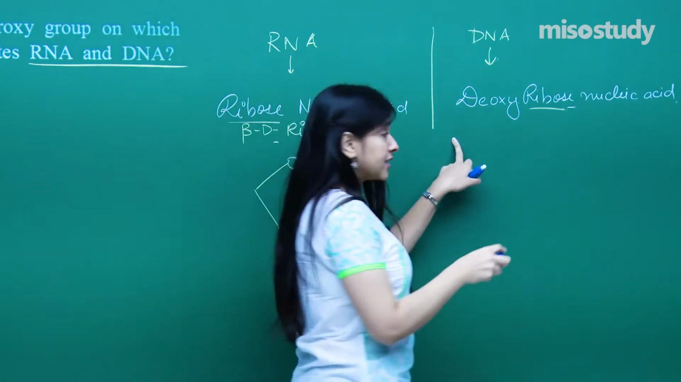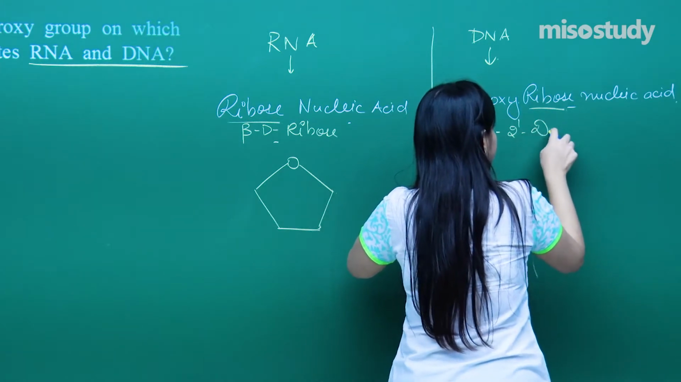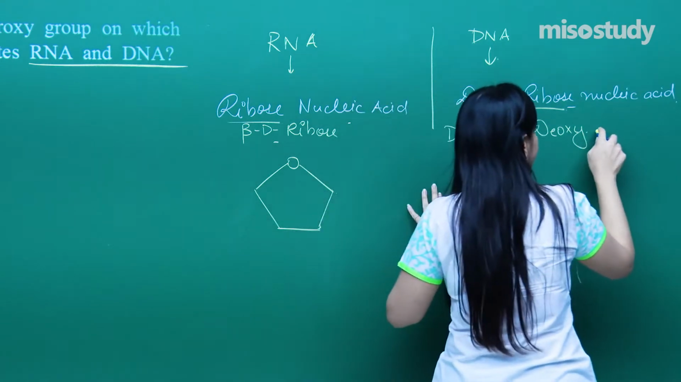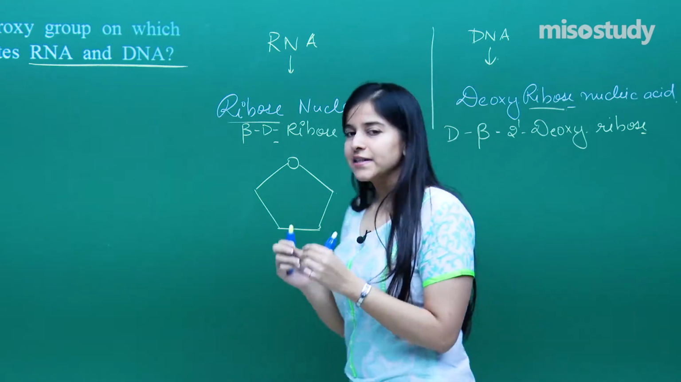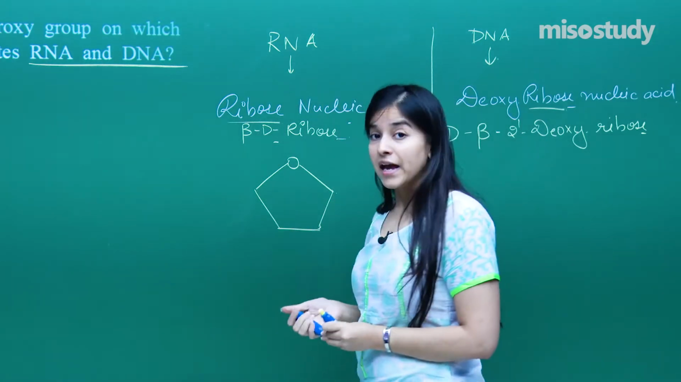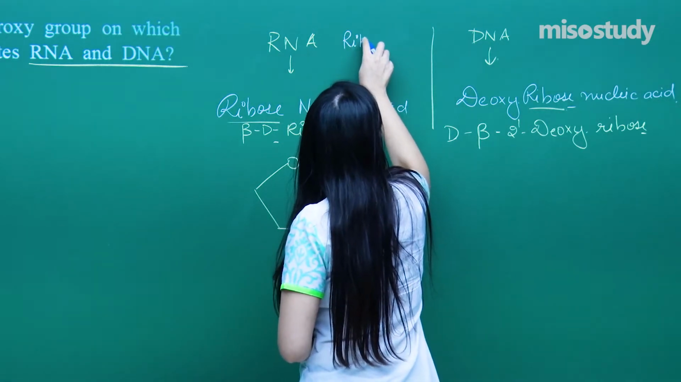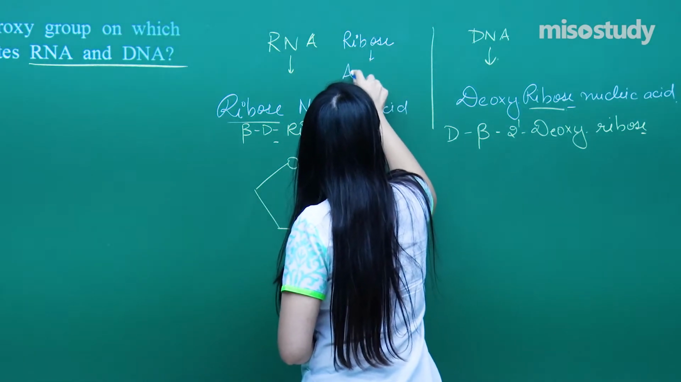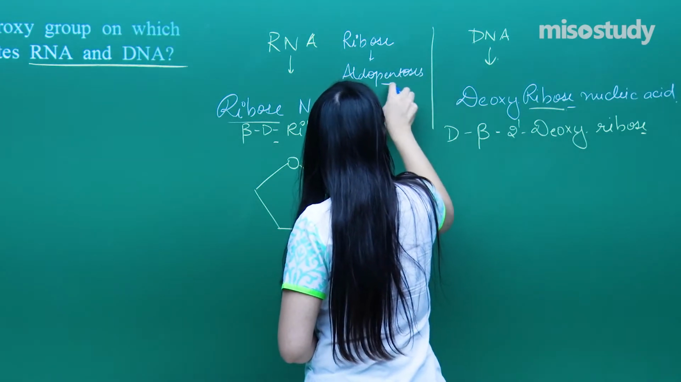Whereas in this case, it's beta 2 dash deoxy. It is also deoxy ribose. So first let us just find out what ribose is. So ribose is actually aldopentoses. That means having 5 carbon atoms.